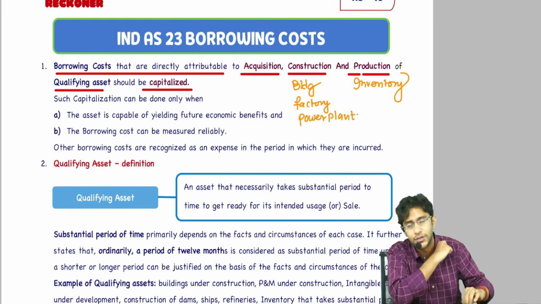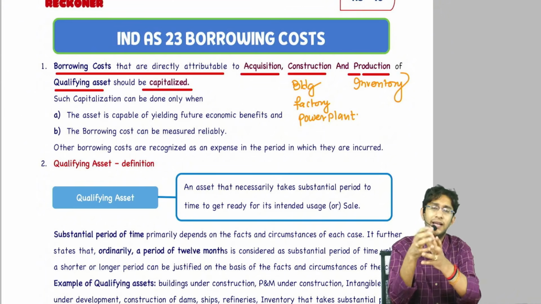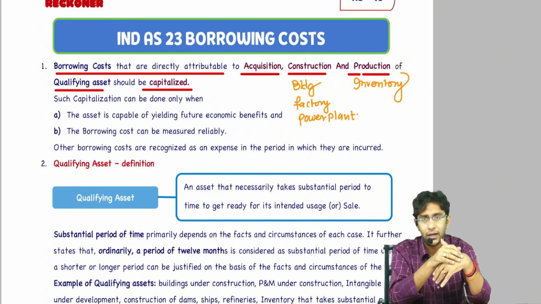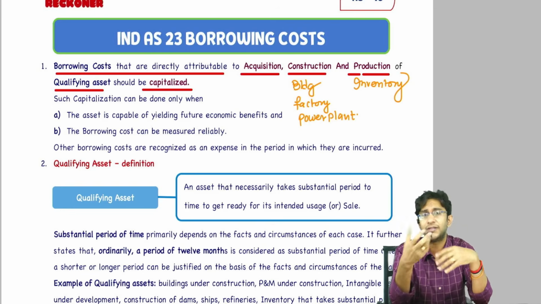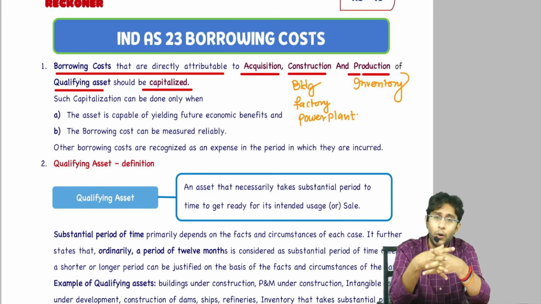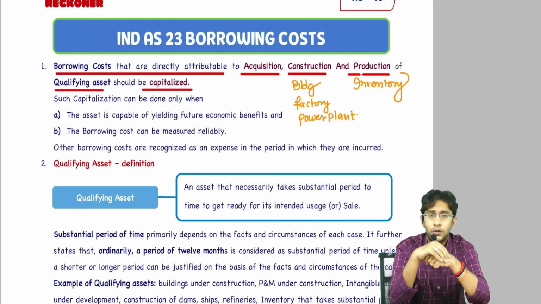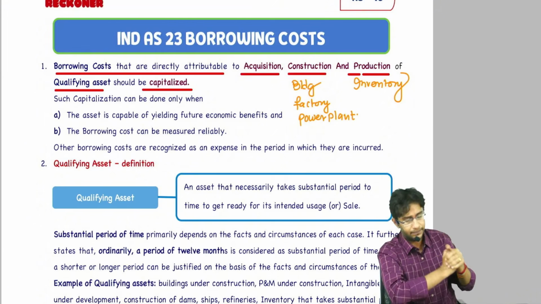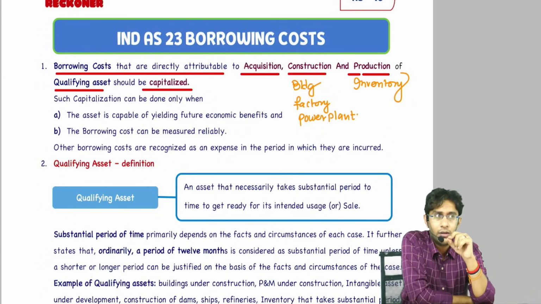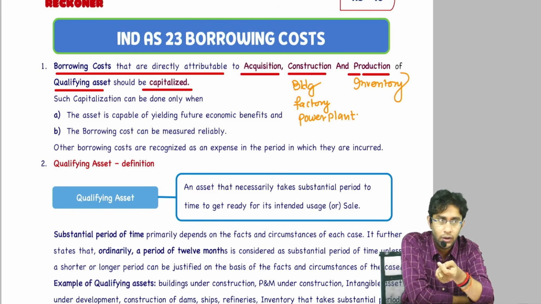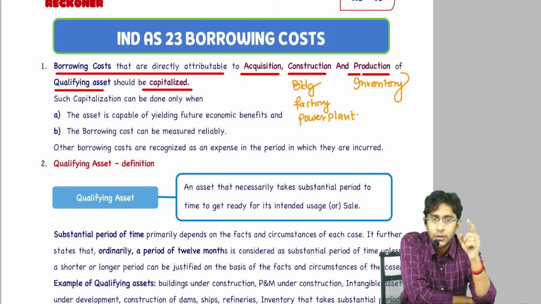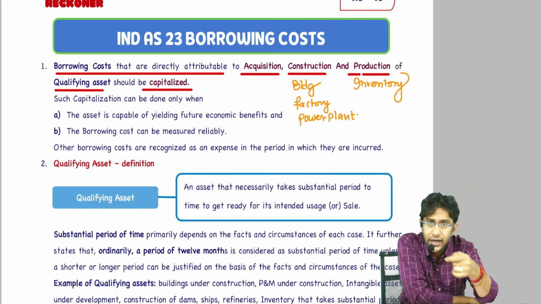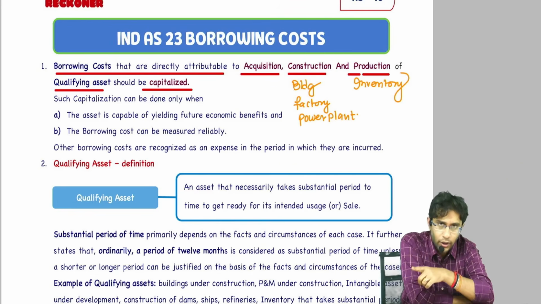What is the meaning of the word acquisition? Acquisition means purchase. When you say I am buying an asset, doesn't it mean that asset is already ready-made? And if so, how is it a qualifying asset? Because the qualifying asset definition itself says it will take a substantial period of time. So why did the standard use the word acquisition of qualifying asset? Understand carefully. Suppose I took a 25 lakh loan and purchased a Skoda car. The Skoda car is a ready-made asset and is ready for my intended usage. I'm incurring borrowing cost, true, but what I purchased is not a qualifying asset.